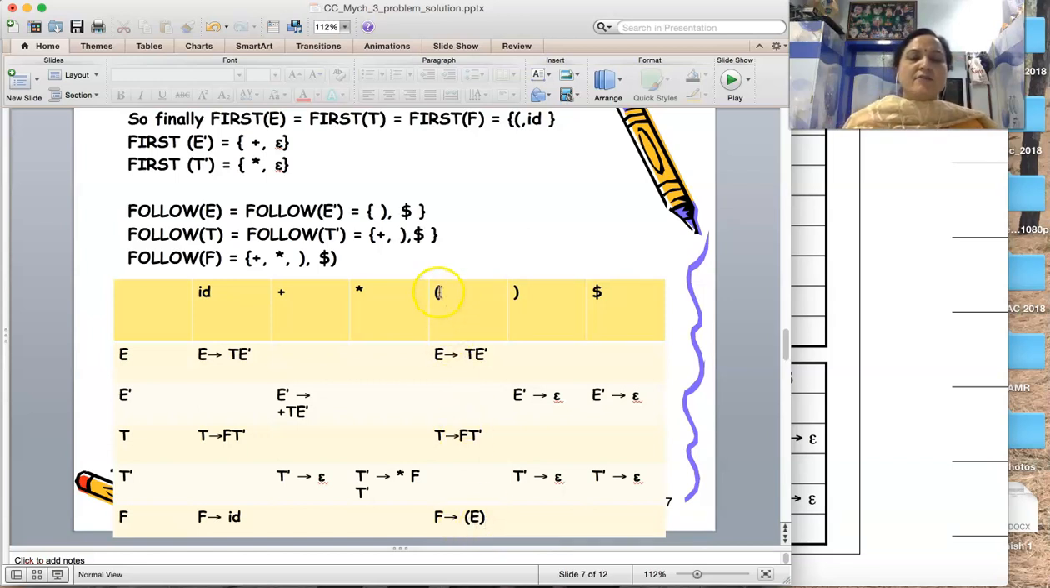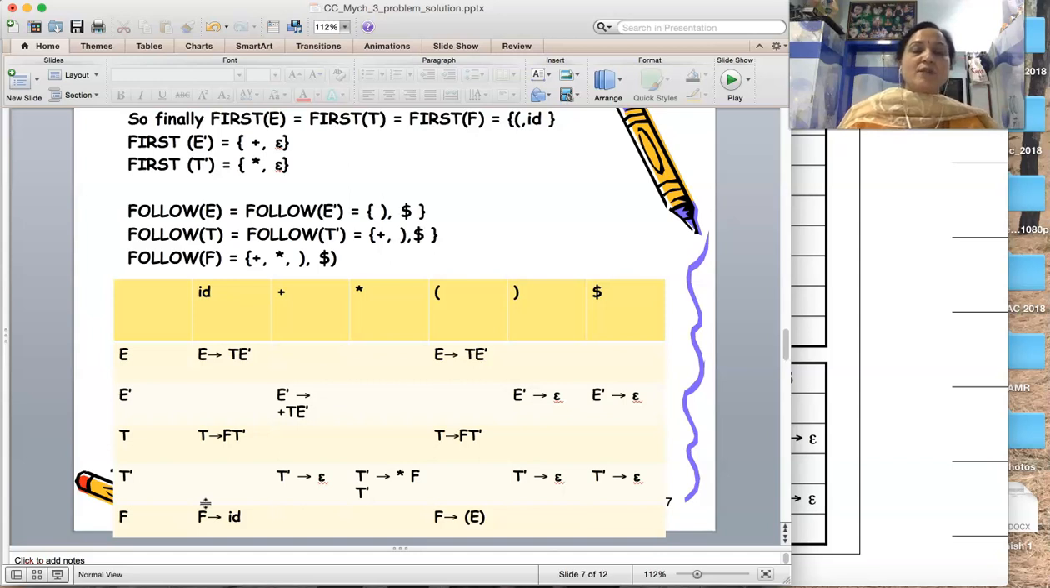The meaning is that when the top of the stack is F and input is opening bracket, we should use this production, and when the top of the stack is F and input is id, we should use the production F tends to id. So using this method there is no confusion for the predictive parser as to which production is to be used at what time, and there will not be any mistake made by the parser in randomly selecting the production. So this is the working of top-down parser for an example grammar.